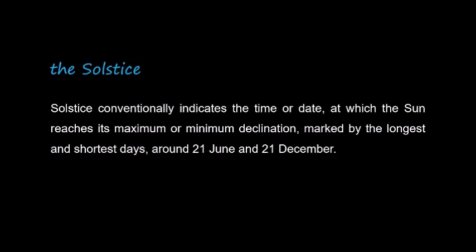Solstice conventionally indicates the time or date at which the Sun reaches its maximum or minimum declination, marked by the longest and shortest days, around the 21st of June and the 21st of December.